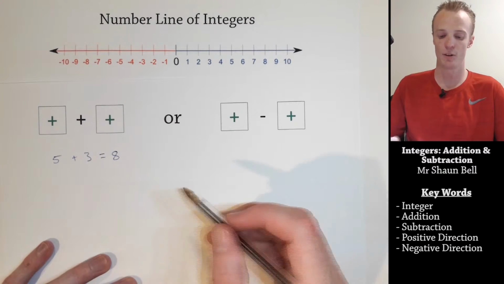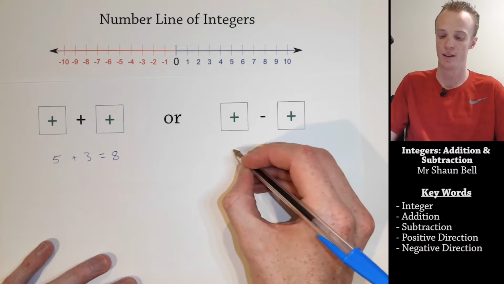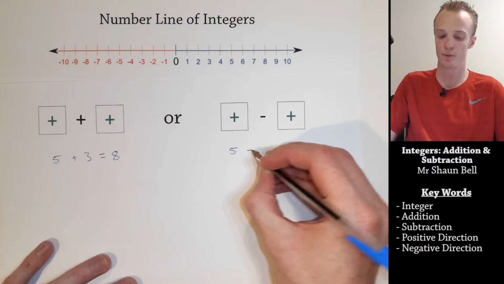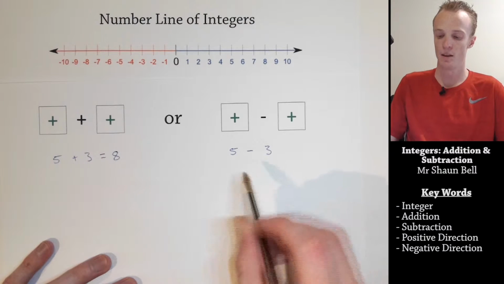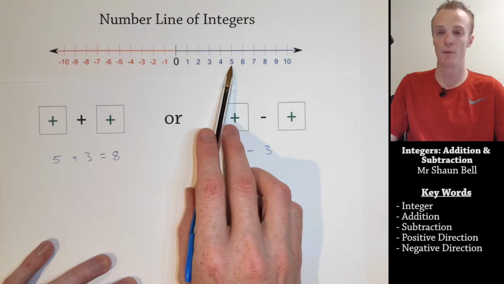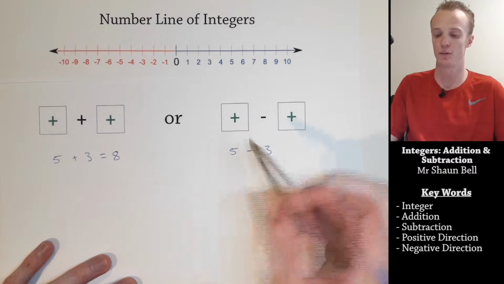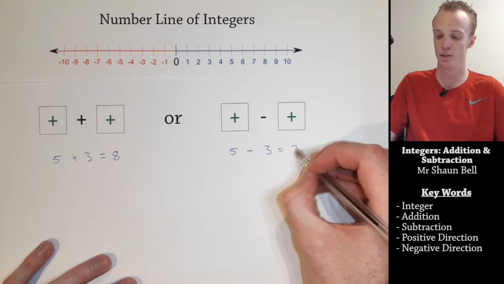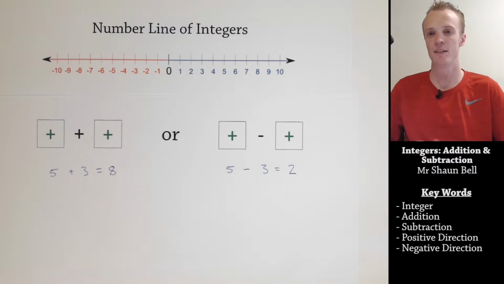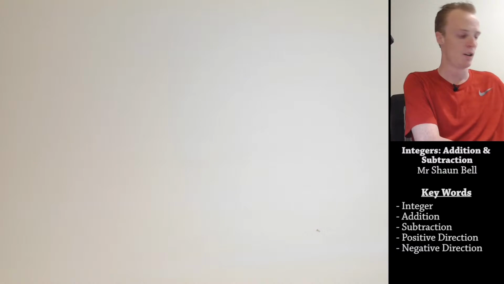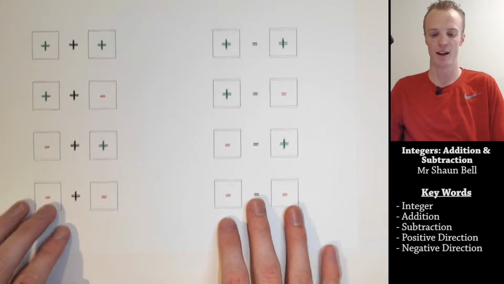We can also subtract two positive integers. So we can take that 5 and subtract positive 3, which means we start at our 5 and we move in the negative direction 3 spaces. So that's 1, 2, 3, and our answer is 2. Now this is fairly simple. However, when we introduce negative integers, it becomes a little bit more complicated.